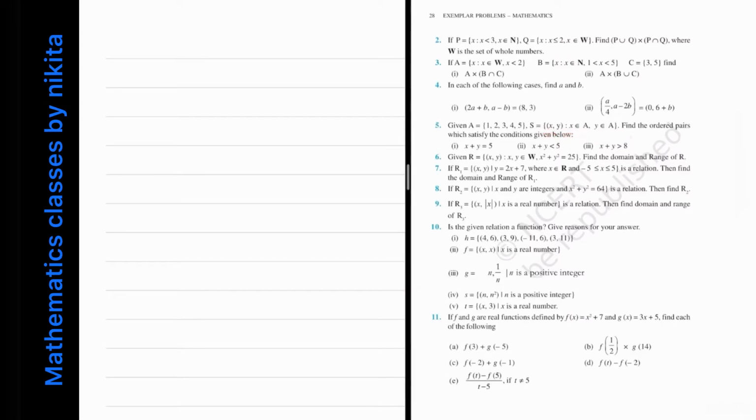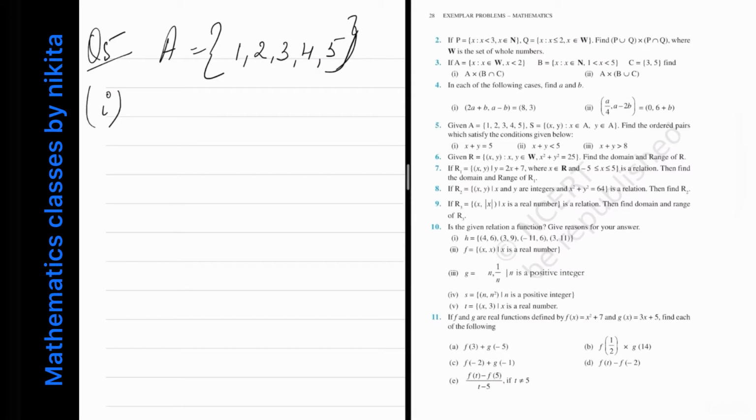Okay, because the first and the second element both are coming from the set A. Now question number 5. So given is the set A, which is 1, 2, 3, 4 and 5. Now let's see what is the first part. In the first part you have to find all those ordered pairs which satisfy the condition that x plus y is equal to 5.